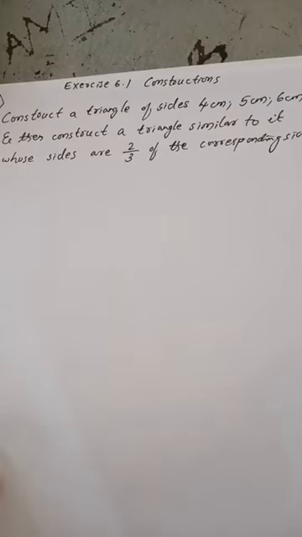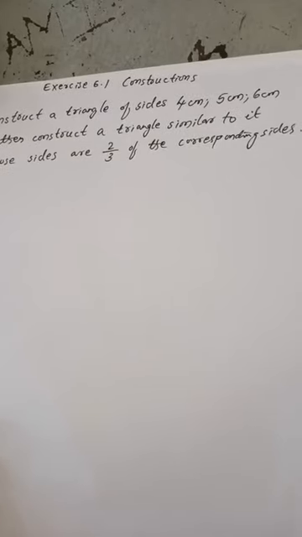What is that second question here? Construct a triangle of sides 4 centimeter, 5 centimeter, 6 centimeter, and then construct a triangle similar to it whose sides are 2 by 3 of the corresponding sides. So let's see how to draw this.